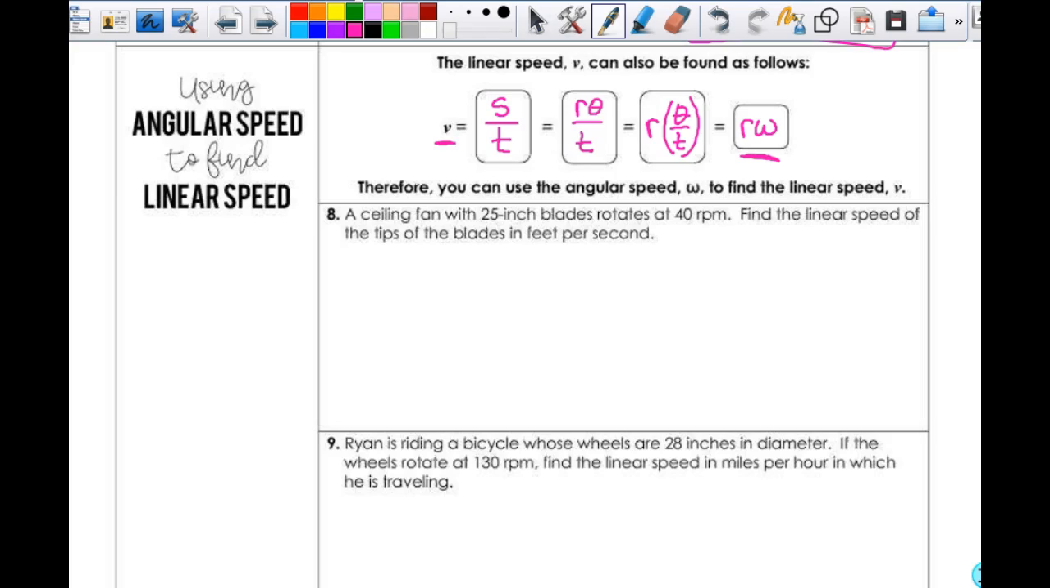But these, you're not given the angular speed. You're given the same information you were on the other ones. So we will work through them differently, but it doesn't matter which way you do it. You're going to end up with the same thing. We're even going to convert a little bit differently on each one of these. So let's just look at number 8.